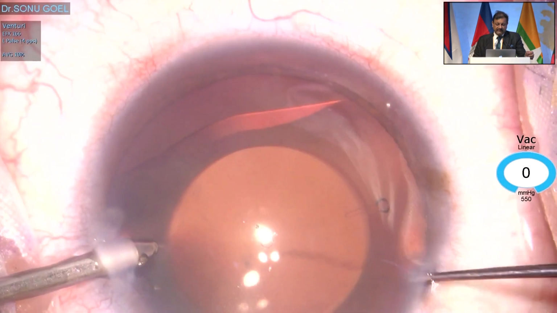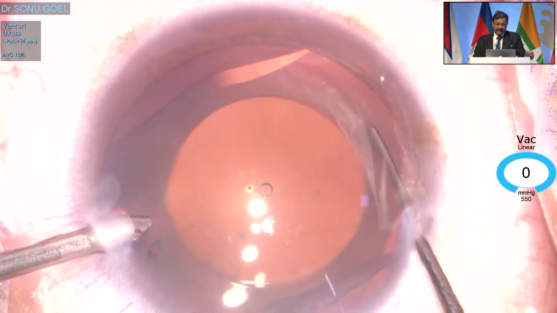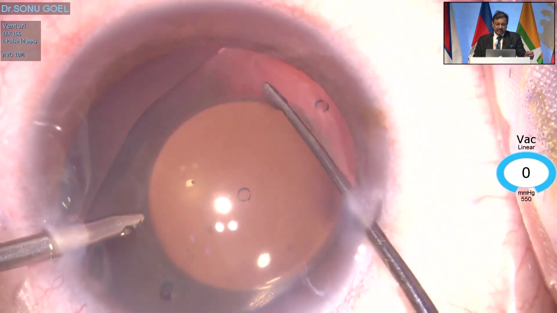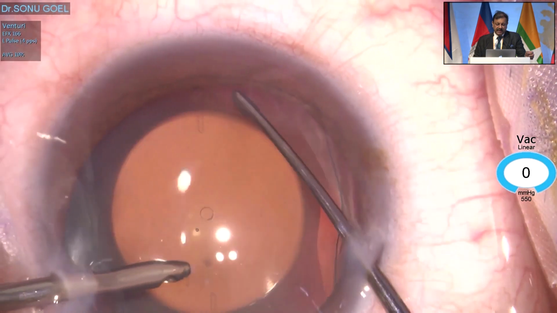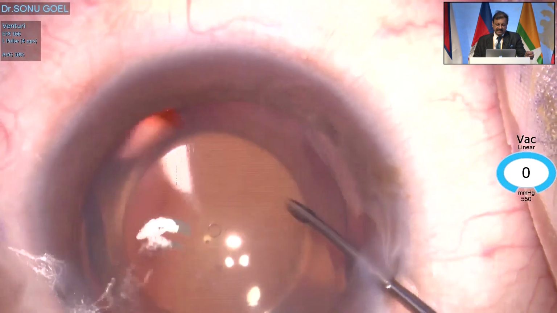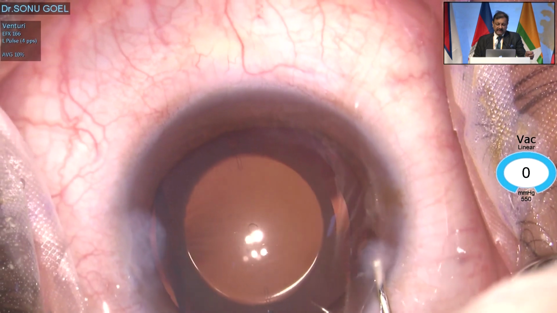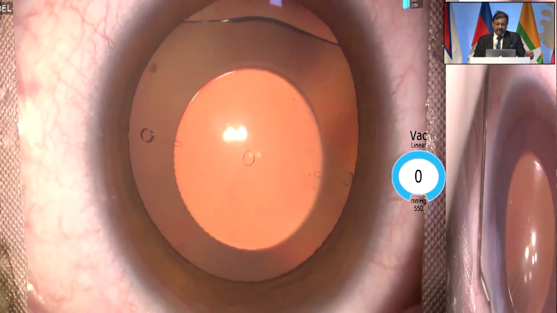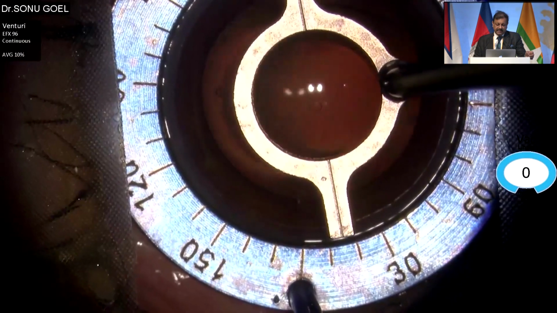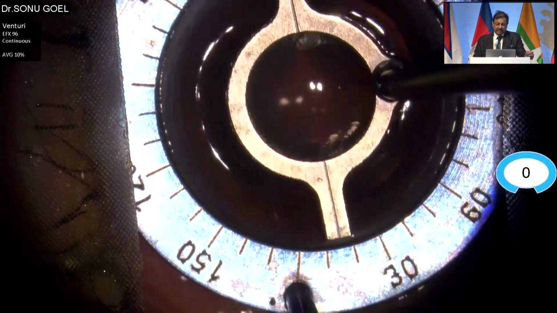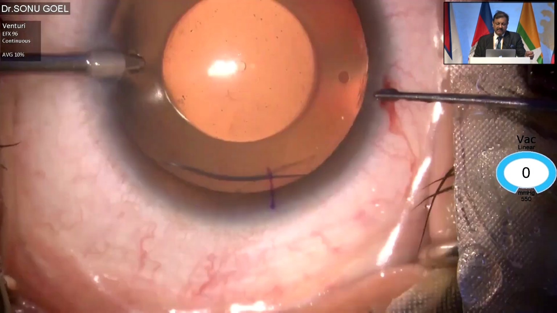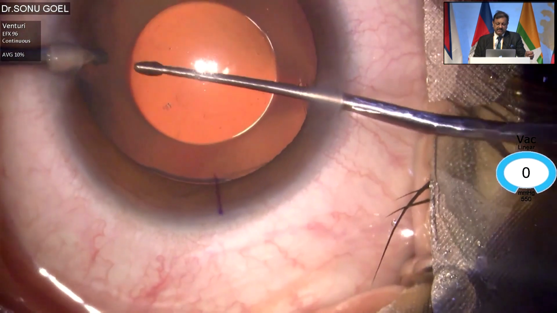Sometimes you can have unexpected rotation of the ICLs. I think that is one situation where under hydro you can actually rotate and manipulate the lens to the desired axis. So if the vault is low and the lens tends to re-rotate, then you need to exchange the lens to a one size up. So measurement of the vault is very, very essential in patients where you have repeated re-rotations.